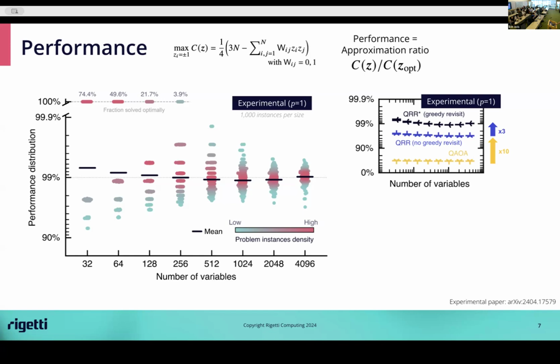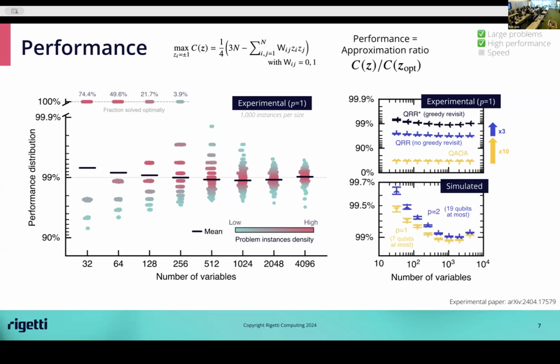So those are experimental results at p equals 1. At p equals 1, we just need 7 qubits. At p equals 2, you need 19 qubits. And so we cannot run it on hardware, but we can do the simulations. And so a property that we didn't touch on, but which also holds for the quantum relax and round algorithm, is that the performance increases monotonically with p. And at p equals infinity, it will converge to the optimal solution.